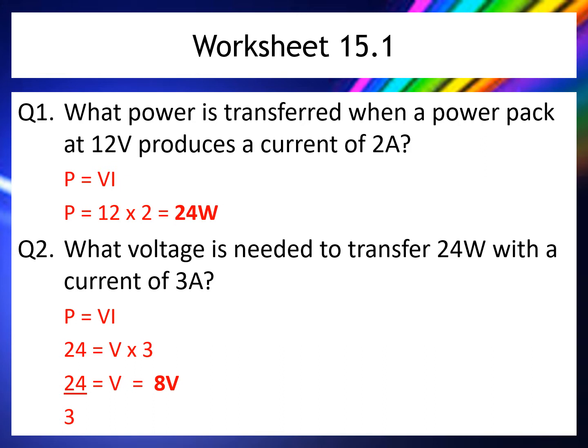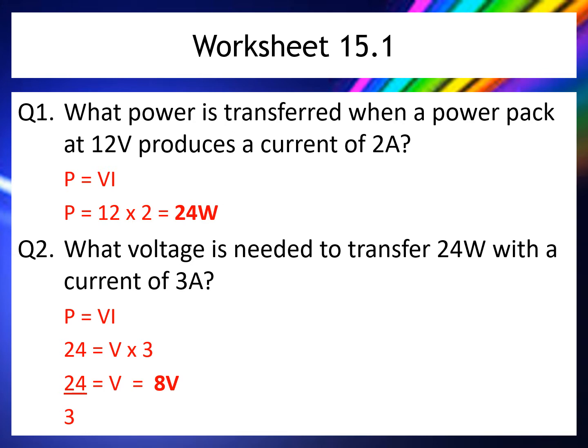Worksheet 15.1 focuses on the equation P equals VI. Don't forget for each question, what you should be doing is writing out the equation, the working, the answer and the unit to ensure full marks. So question 1 is pretty simple. P equals VI and then we put the numbers in underneath. So in this case P equals 12 times 2 which gives us 24 watts.